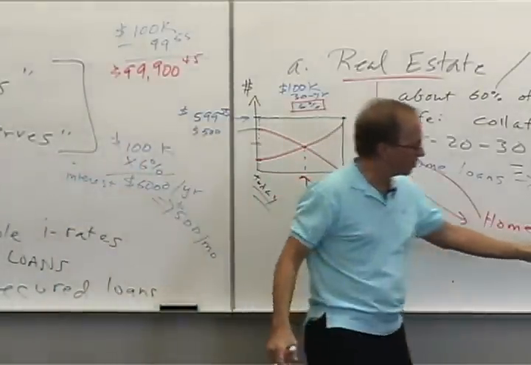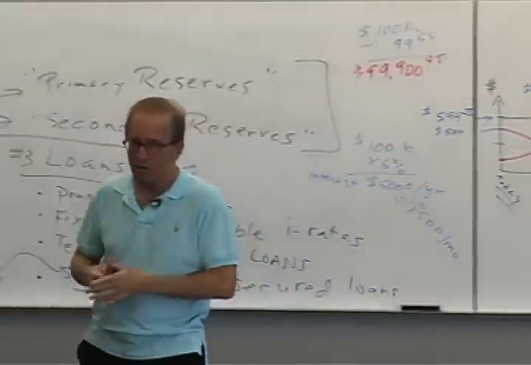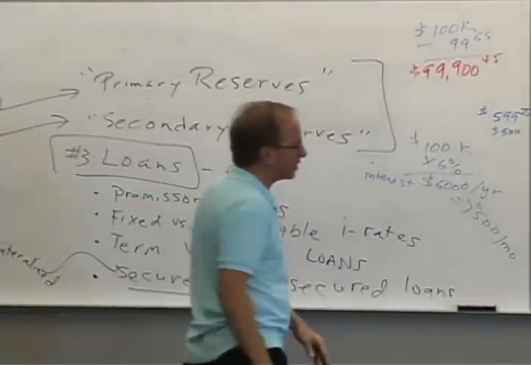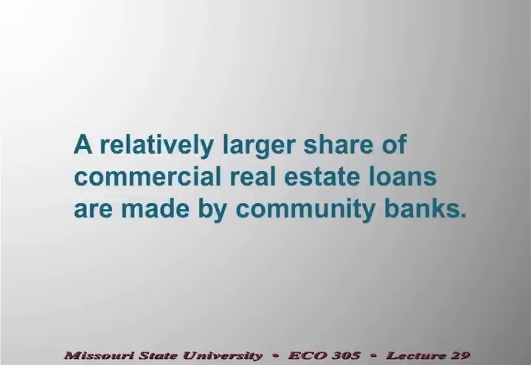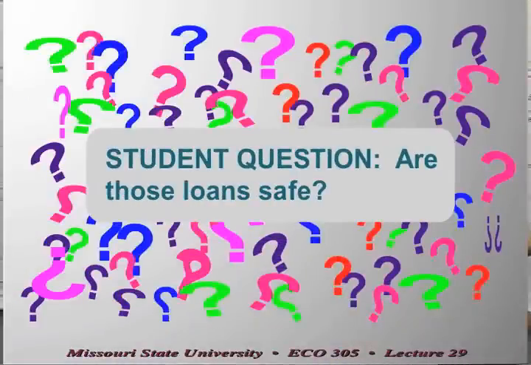Who's making these commercial property loans? Largely, not totally, there's no rule, but the big lenders for commercial property loans are small banks. Community banks make a disproportionate percent of these commercial property loans. And that is an issue, whether those are safe or not.